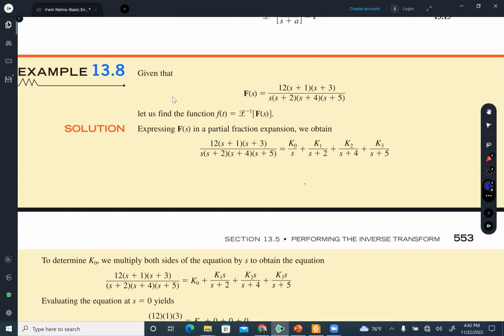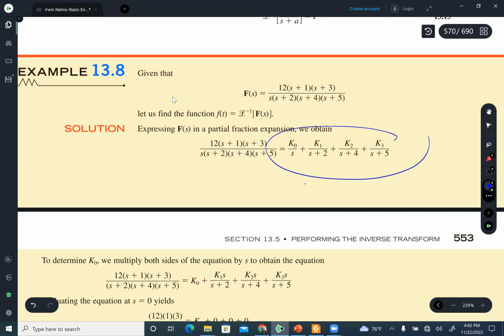So in this case, basically, you have a pole at s is equal to 0, s is equal to minus 2, s is equal to minus 4, s is equal to minus 5. We have 4 different poles, right? Which are the values that make the denominator 0. So those are all different from each other. And so in that case, there's a result that says it can be written in this form, right?